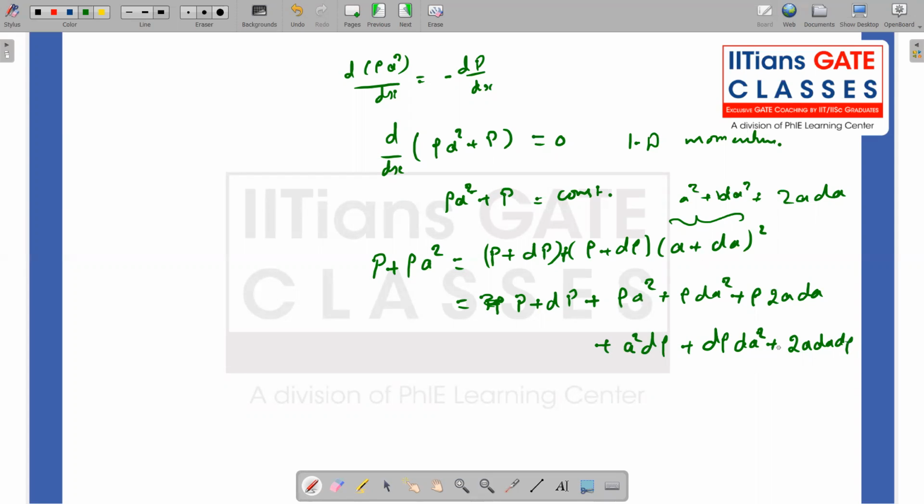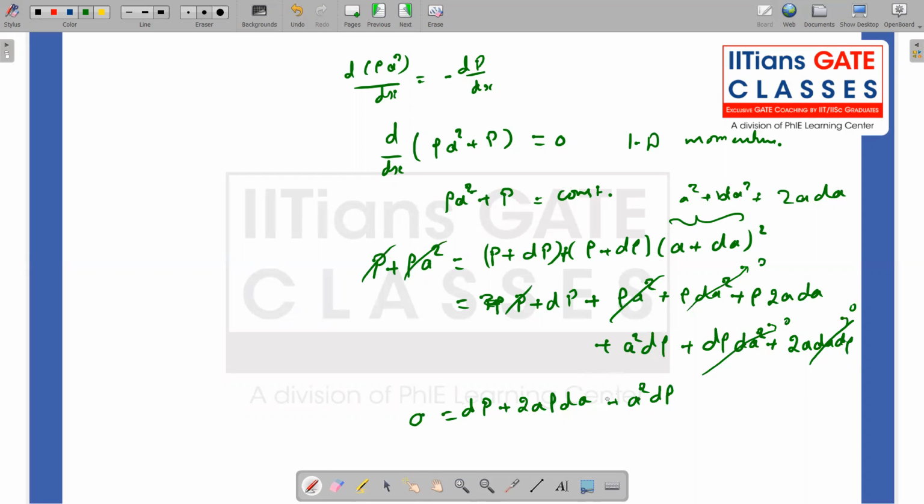So now you see, again I am doing the same thing. From left hand to right hand, dp cancels, rho A square and rho A square cancel, and all the higher order terms I'm neglecting. dA square, dA d rho cancel, d rho dA square cancels. So all I am left with is dp plus 2a rho dA, what else I have? Yeah, plus a square d rho. So that is equal to 0. So this is what I am left with.